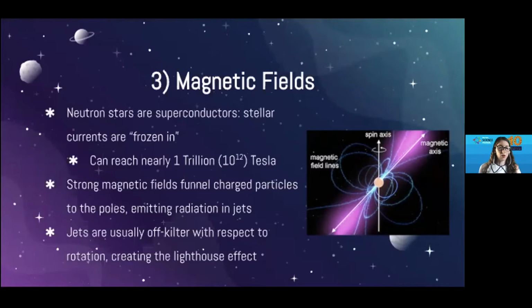A key thing to note is that the magnetic poles of the neutron star are not aligned with the neutron star's rotation. So the jets get swept around in a circle as the neutron star rotates, and that's why they seem to be blinking on Earth. That's why we get that lighthouse effect.